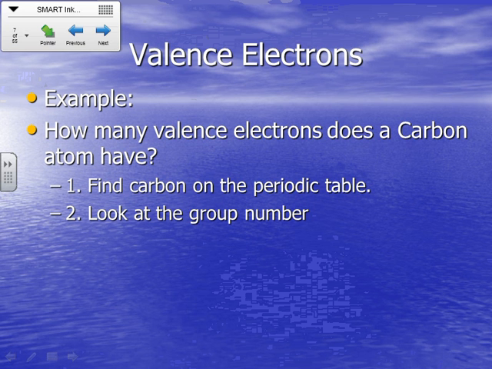12, 13, 14, 15, 16, 17, 18. Okay? So it goes up to 18 total. So it's group 14. Okay? So you look at the group number, carbon's in group 14, okay?